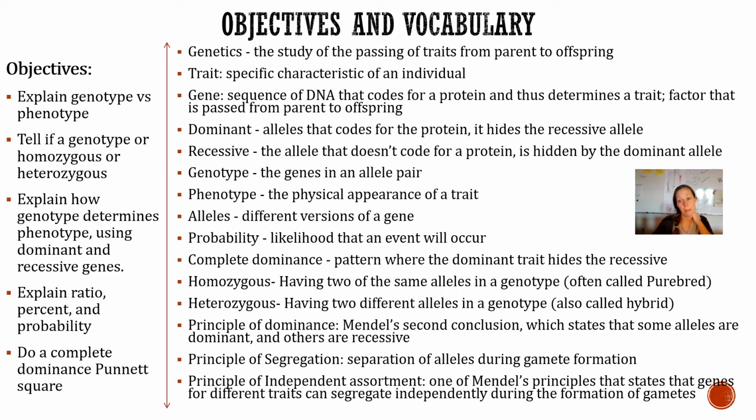Okay, so you're going to be able to explain a genotype and a phenotype, tell if the genotype is homozygous or heterozygous, and explain how a genotype is going to determine the phenotype for a dominant and recessive gene. You should know how to do a ratio, percentage, and probability using a Punnett square at the end, and you should be able to do a complete dominance Punnett square.